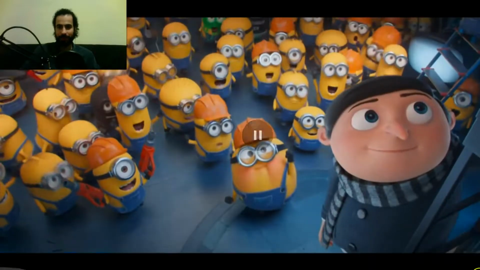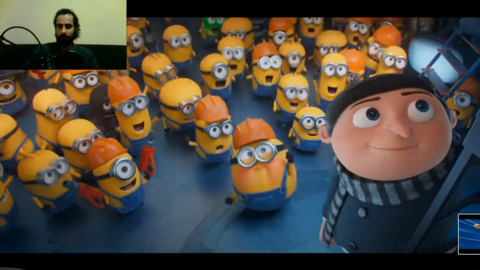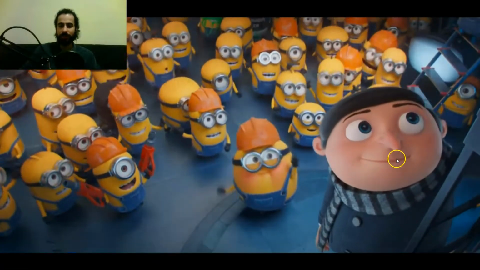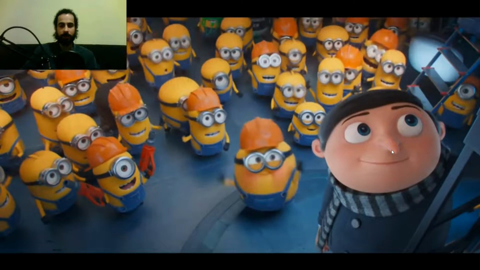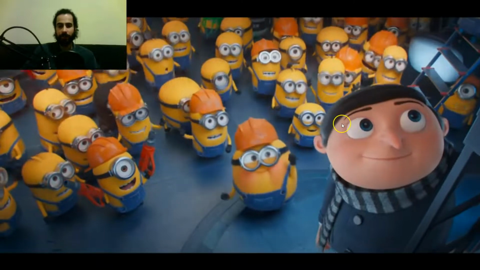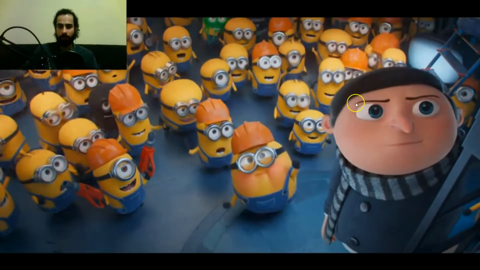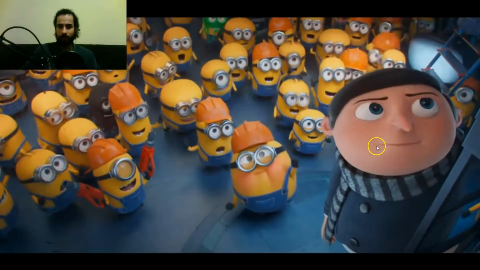This I love as well. Notice the facial expression. They are calling him mini boss, mini boss. So at the beginning he is happy. Then he starts to listen to mini boss, and then he frowns a little bit, looks down, see the smile goes away.